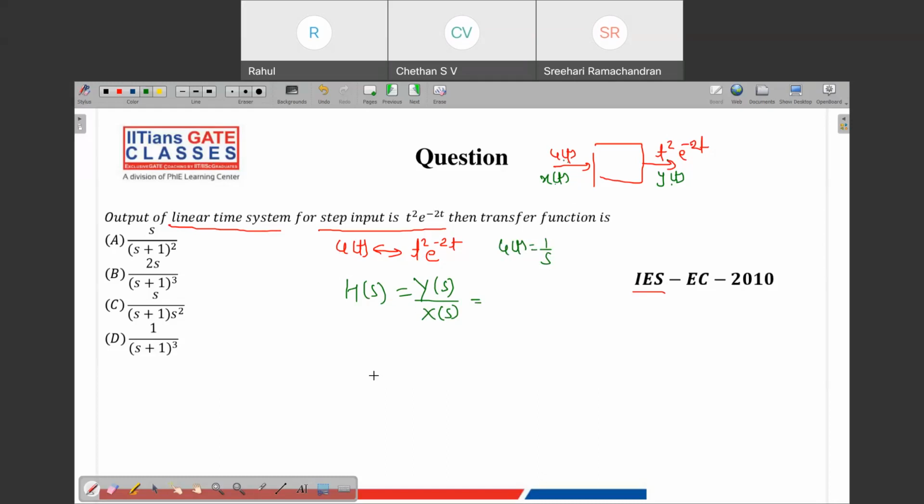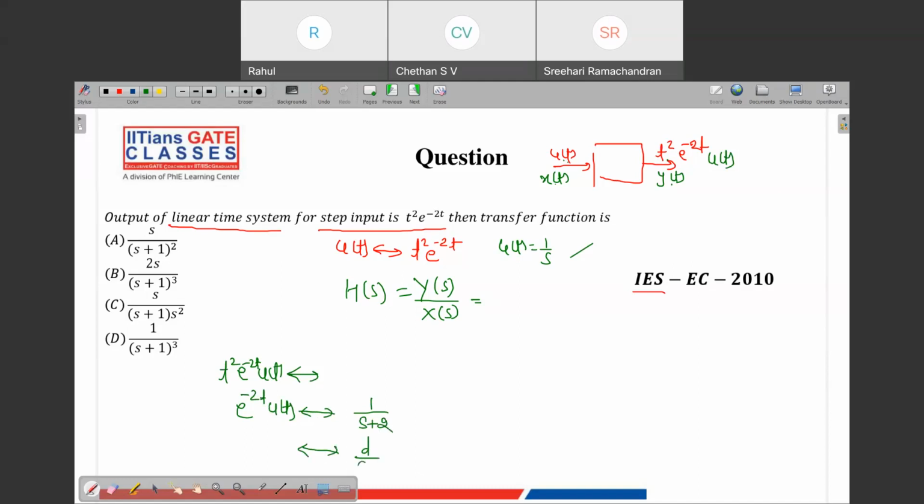For this one we need to use some property to calculate the Laplace transform. So this is t square e to the power minus 2t u(t). For this one we need to find the Laplace transform. First step is, we know the Laplace transform of this signal. Now whenever you do the differentiation in S domain, in the time domain you will have to do the multiplication by minus t.